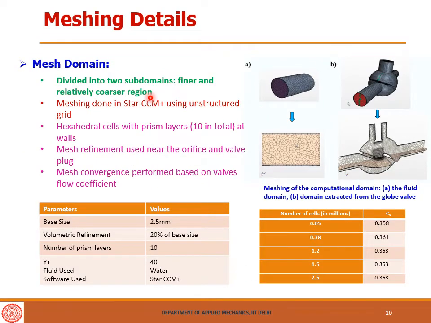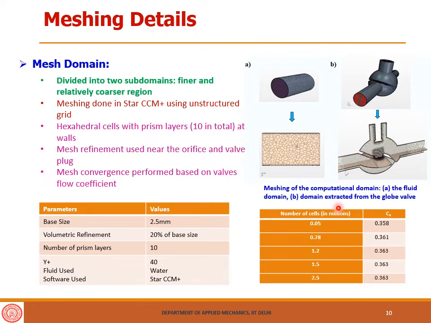Now this shows the meshing domain which has been used in Star-CCM+. Again, this shows the cross section of the pipe which was modeled. So we can see prism layers near the wall and an unstructured, hexagonal grid which was used in this. And for the wall geometry, we can see that mesh refinements were used near the wall, plug, the stem height and the orifice so as to capture the fine details.